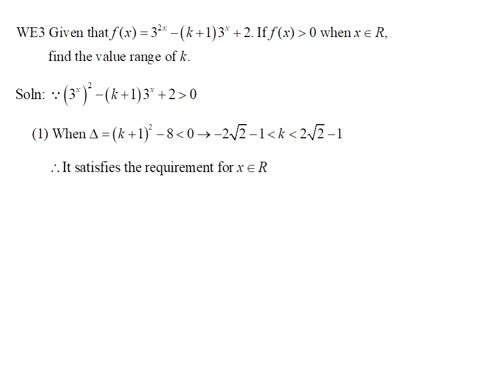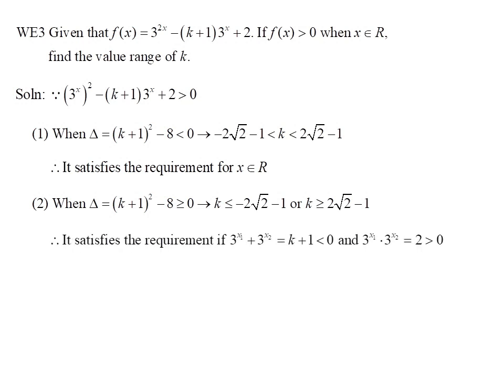After solving the inequality, the value is between negative 2 square root 2 minus 1 and 2 square root 2 minus 1, excluding both endpoints. When the discriminant is greater than or equal to 0, the value range of k obtained in this scenario is less than or equal to negative 2 square root 2 minus 1, or is greater than or equal to 2 square root 2 minus 1.